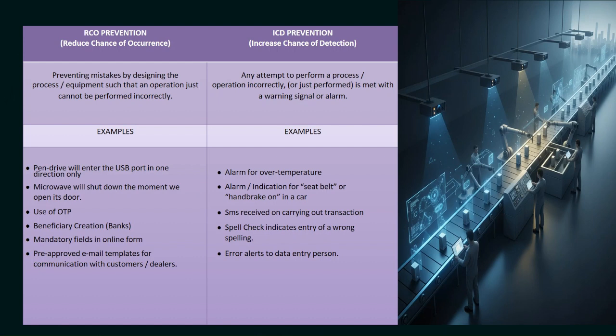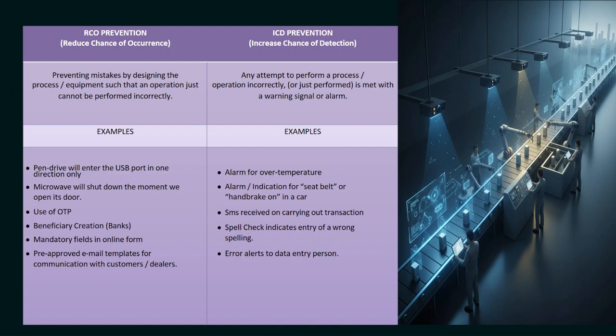Two important things we spoke about: RCO, reduce chance of occurrence; ICD, increase chance of detection. I spoke about some examples. RCO, the thing should never happen. A pen drive will enter the USB port only in one direction. Can you put the pen drive in the other direction? No, you cannot. A microwave oven will shut down once we open the door. OTP, beneficiary creation, all these are error free.